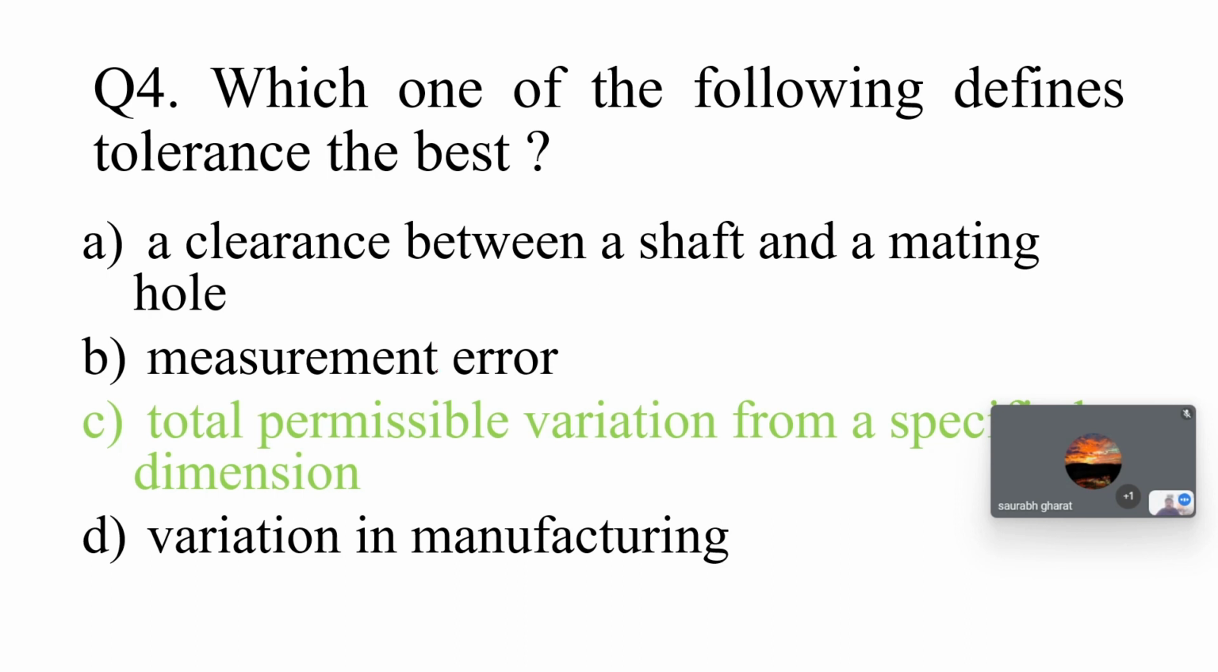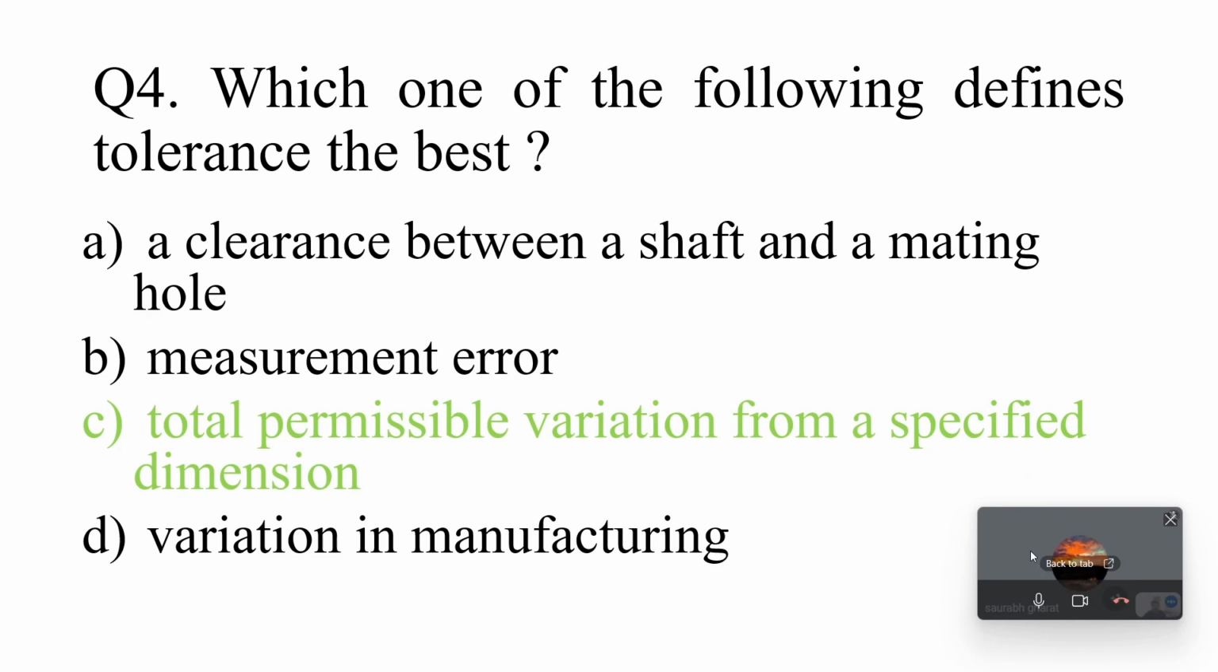Odd mating hole is wrong. Measures error. Okay, tolerance is the total permissible difference between the variation from a specified dimension. Other definitions are that variation in manufacturing is not tolerance. Okay, this is a different thing. And permissible variation is called your tolerance.